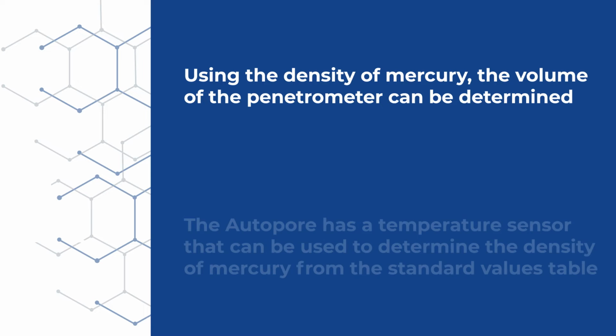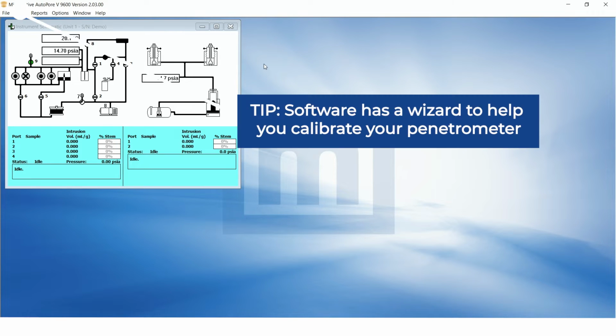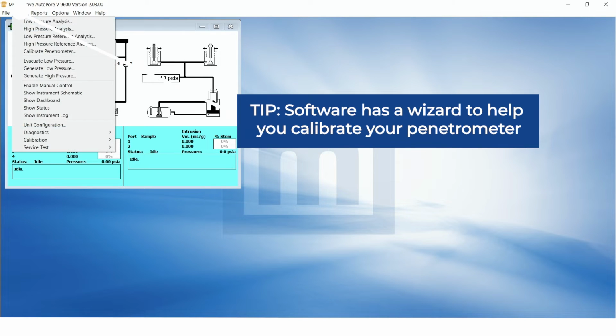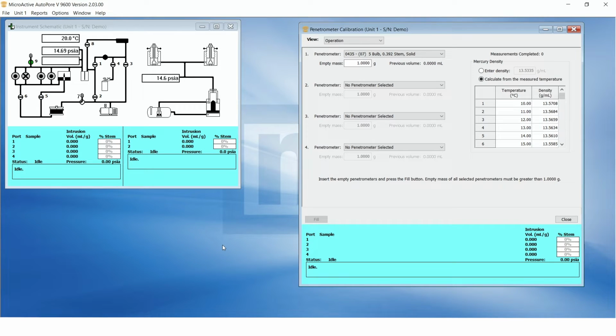The Autopore V includes a temperature sensor near the low pressure system that can be used to determine the density of mercury from a stored table of density versus temperature. The software includes a wizard under the unit menu to help with penetrometer calibration. We recommend that you repeat the determination 3 times and use the average value.